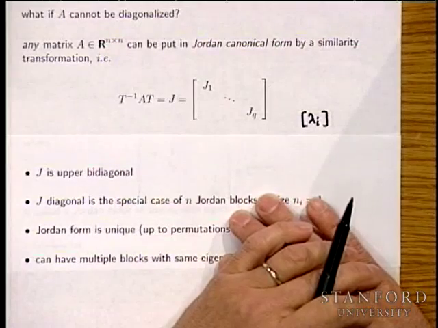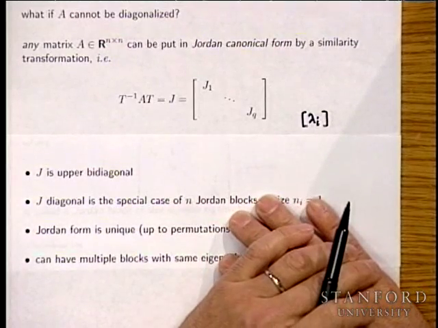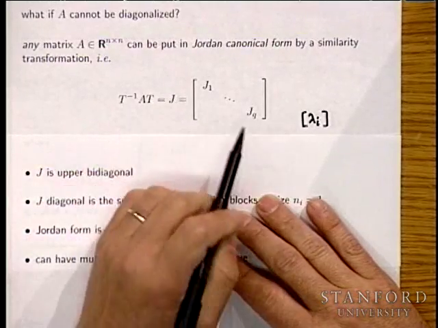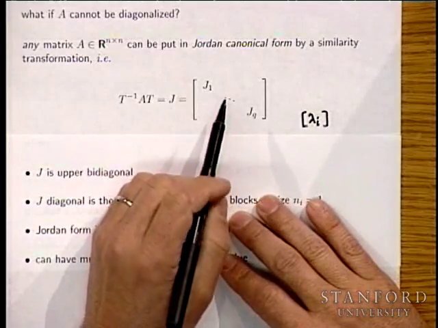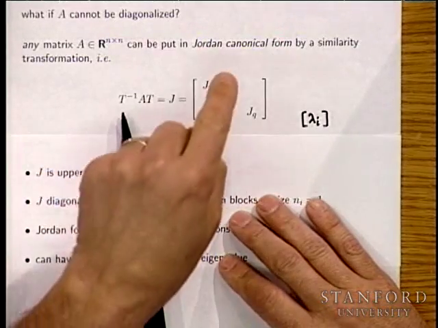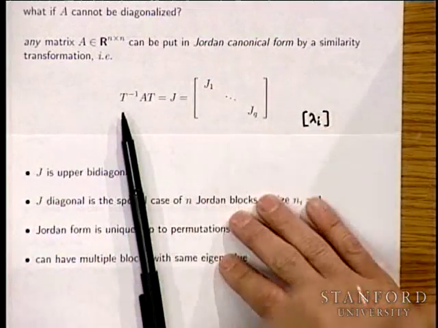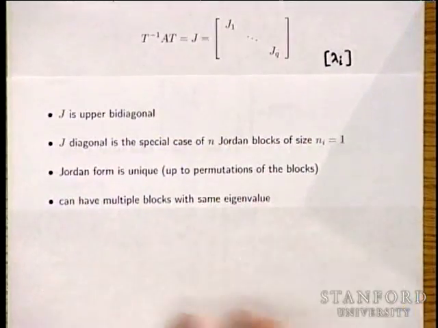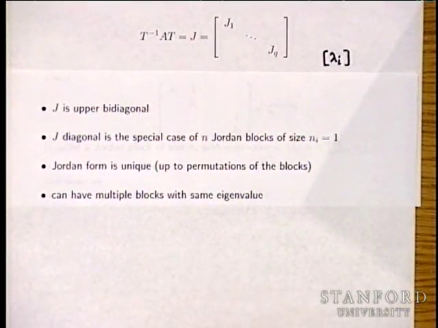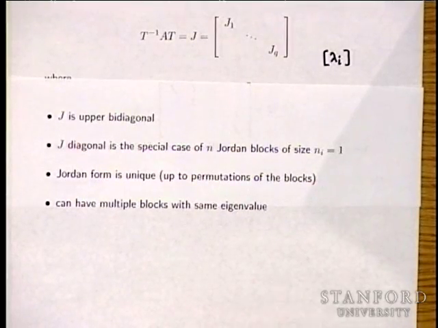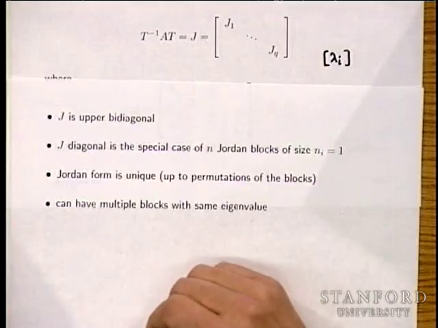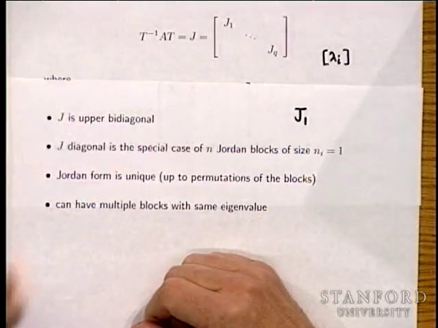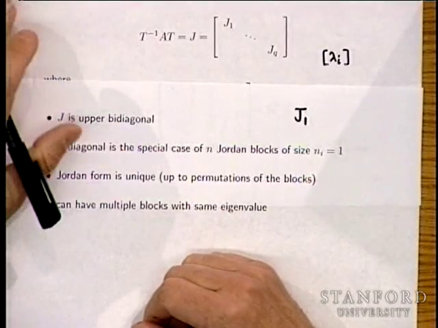However, the following is true. If two people work out a Jordan form, they have different T's here, possibly. Then there's a permutation, a block permutation, which will change one Jordan form into the other. So the way you would say this is that the Jordan form is unique up to permutations of the blocks. So the types of things people cannot agree on is what is J1, because it depends on what you chose to put as the first Jordan block.